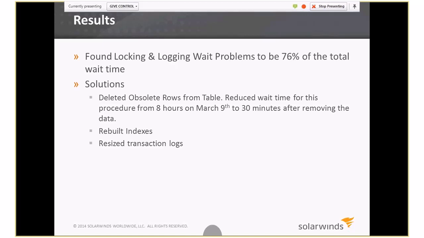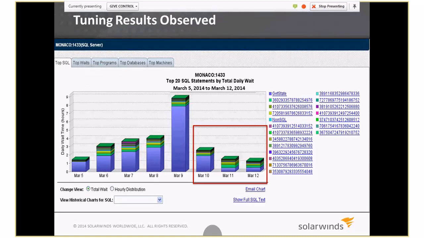Once the DBAs found that, of course, they deleted the obsolete rows, and they reduced that wait. They actually did some more work. They rebuilt the indexes because it was all fragmented after they deleted the rows. And then, because of that write log, they decided to resize the transaction logs as well. So they got it down from 8 hours to 30 minutes after removing all that data. You can kind of see that there from doing it. They were working on it through the end of the week, so they got it back down even better than that Monday morning, or whenever they were first looking at it.